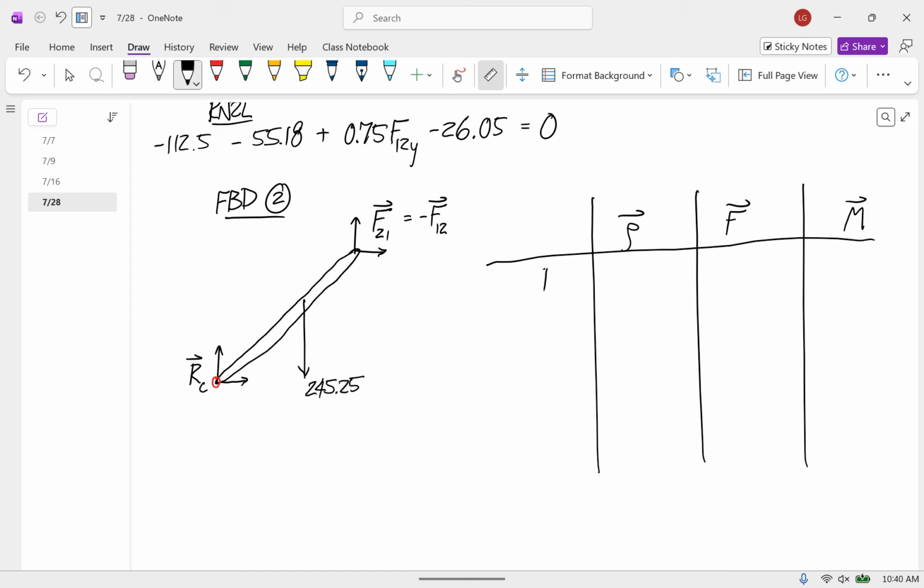So I'll start with this force RC that's at my chosen about point. So the row vector is zeros. The force vector is RCX, RCY. Cross product is 0. Then the weight.